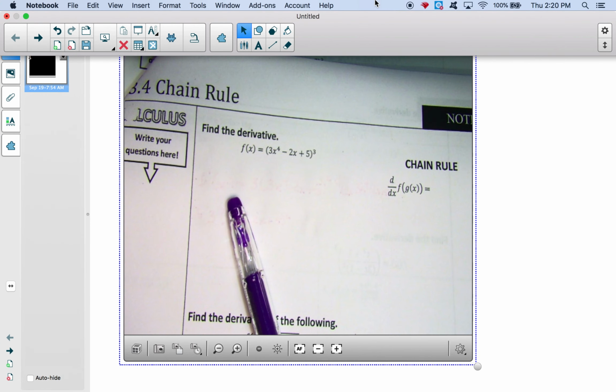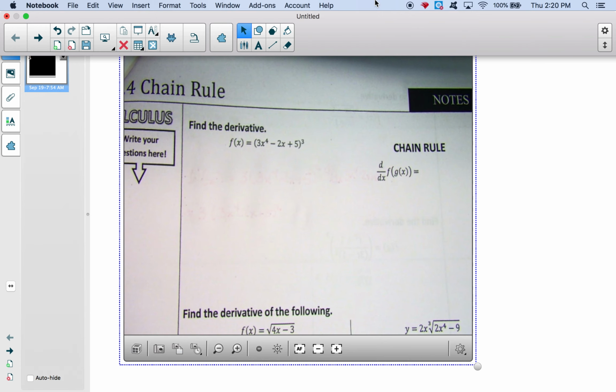All right, we're going to look at something called the chain rule. And the chain rule is used for problems like this where we've got a trinomial raised to the third power, and we really don't want to take the time to multiply all that out.